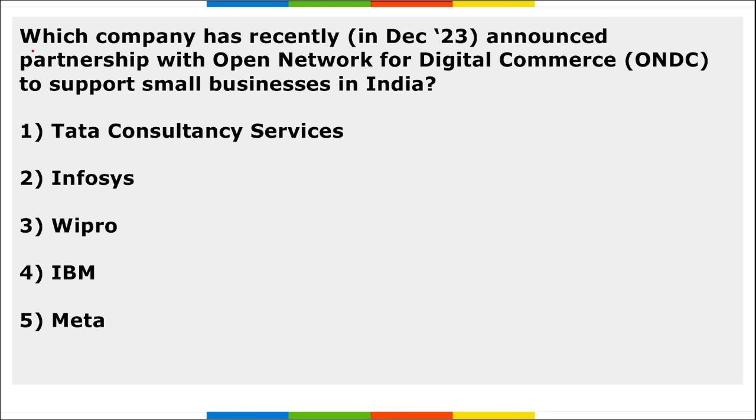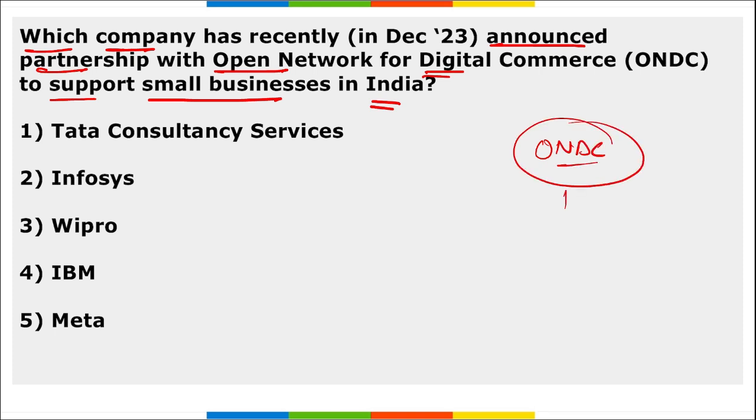Next, which company has recently announced a partnership with Open Network for Digital Commerce to support small businesses in India? Right, ONDC, Open Network for Digital Commerce. Even if you use Paytm, you must have seen in the center there is QR code scanning, right? On the right side you will be seeing the ONDC option. While going on this option, you will be able to see a small business store where you can see multiple products being sold. Correct.